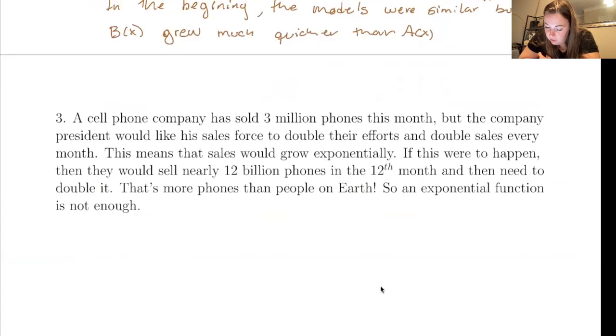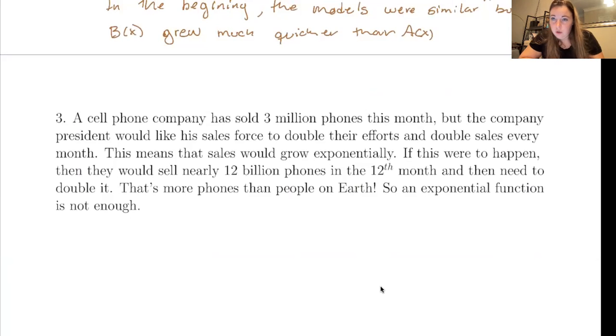If this were to happen, they would sell nearly 12 billion phones in the 12th month, and they need to double it the next month. That's more phones than people on Earth. And I don't know about you guys, but I literally just have one phone. I've had the same phone for like 4 years. So an exponential function isn't enough. It's growing exponentially, but I need to cap it off at some point.